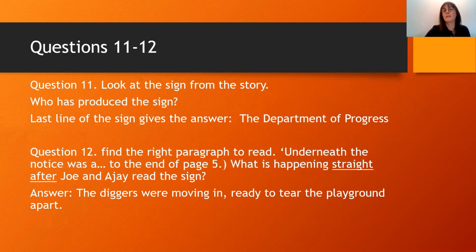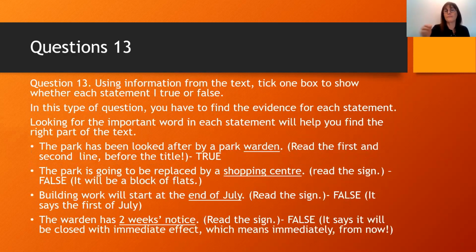Moving on to the last question, question 13. Using information from the text, tick one box to show whether each statement is true or false. In this type of question, you have to find the evidence for each statement. So you have to read different sections of the text to find the answer. Looking for the important word in each statement will help you find the right part of the text.